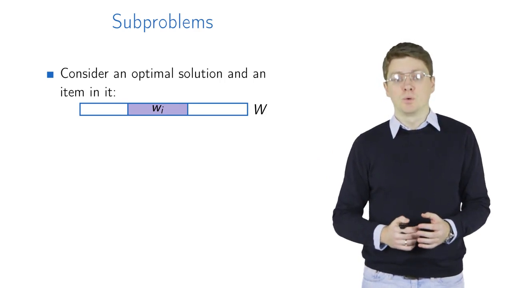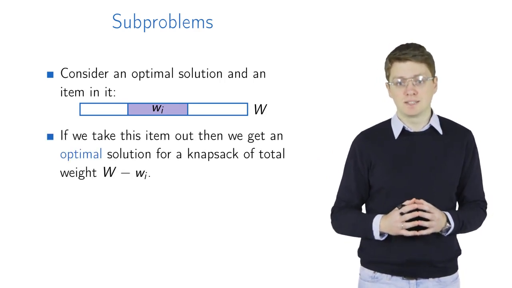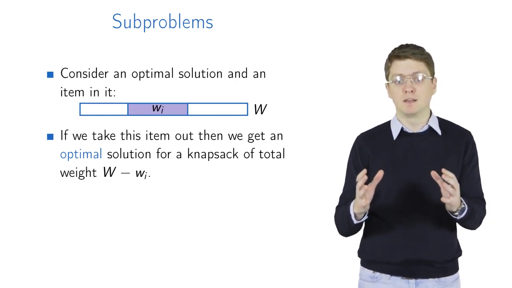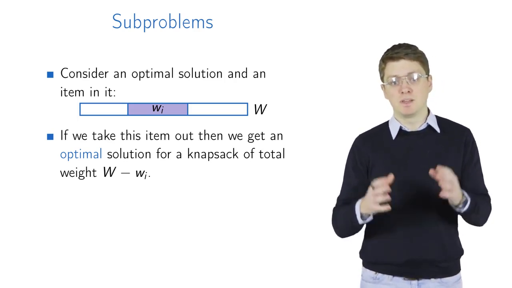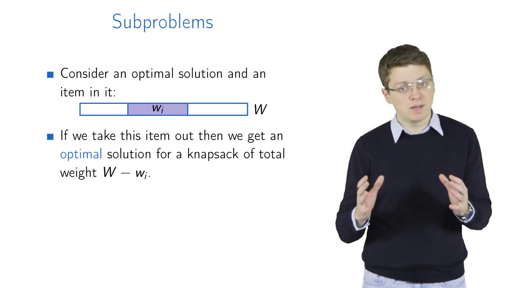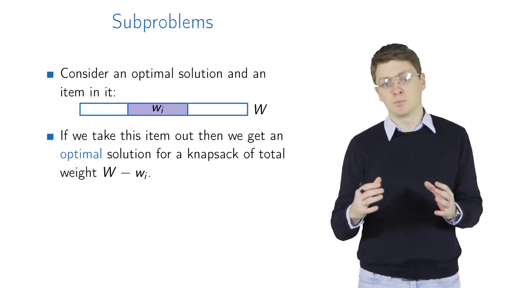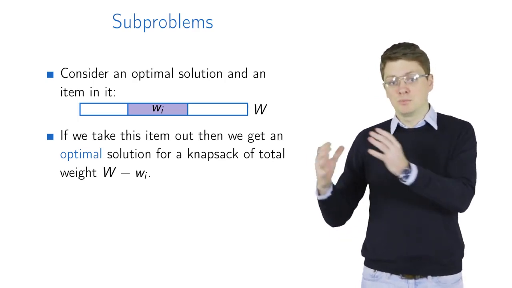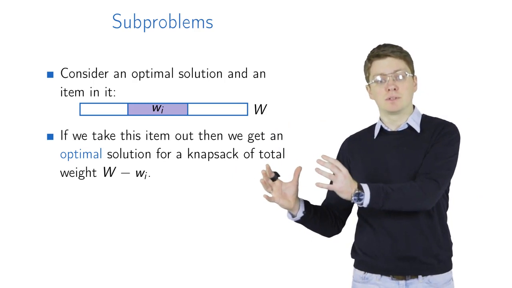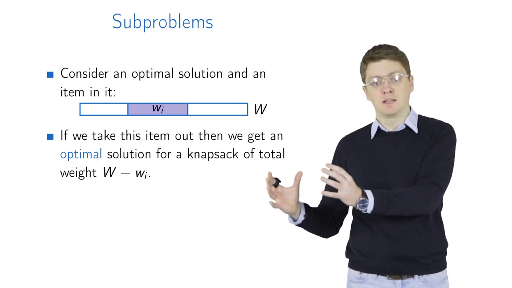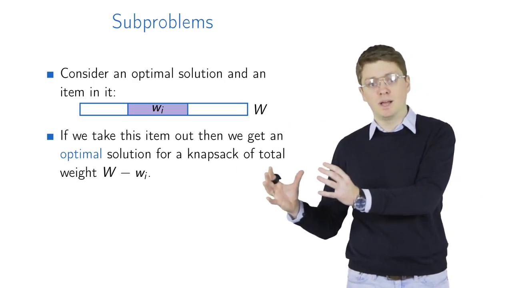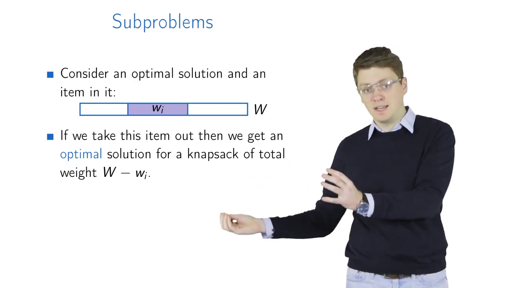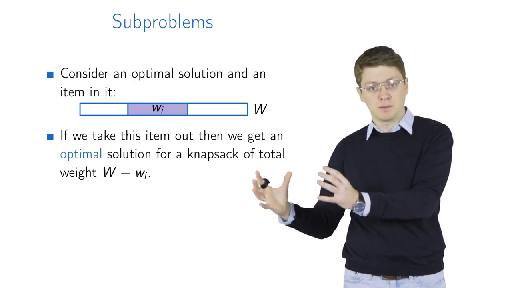So this is easy. What is crucial for us is that the total value of this remaining subset of items must be optimal. I mean, it must be maximal among all subsets of items whose total weight is at most capital W minus Wi. Why is that? Well, assume that there is some other subset of items whose total weight is at most capital W minus Wi, but whose total value is higher. Let's then take the ith item and put it back to this subset of items.